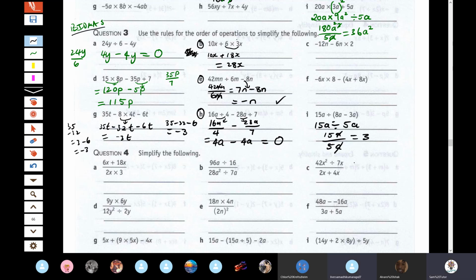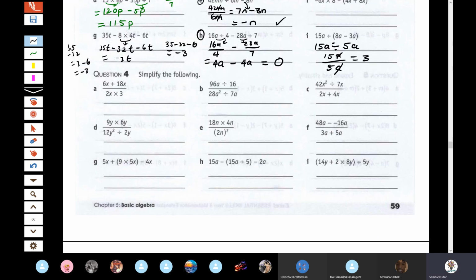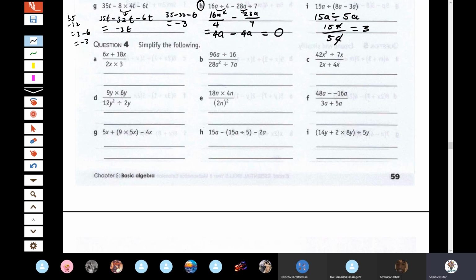All right, that's good. Let's do some more. I'll do D, I'll do E, and we'll do H. All right, let's do this together. So 9y times 6y. If I see this, I'm like, okay, first I've got to do the times, then I'll have to simplify this divide, then I'll look into the fraction.